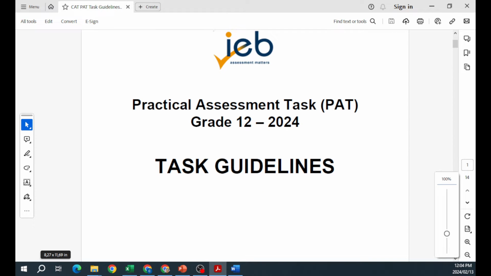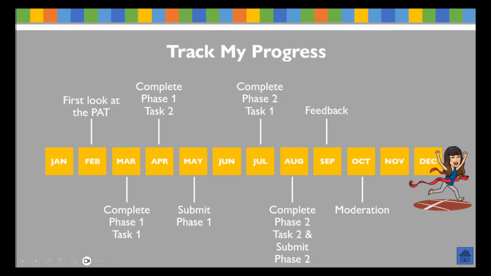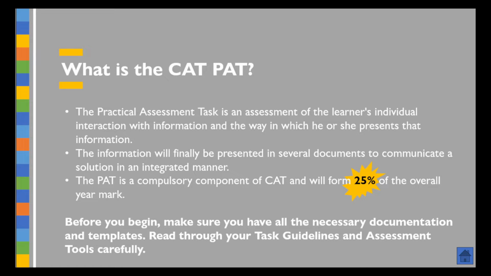Now, just a few things. Number 1, let's go through a few details here. This is not my presentation. I'll give you a link to this in the description. This comes all the way from the national conference that we had with the IEB. They provided us with this. So this slide is just again telling you what the PAT is, that it's a compulsory component of CAT. It forms 25% of your overall year mark. And please don't forget to read through the task guidelines and assessment tools as well.